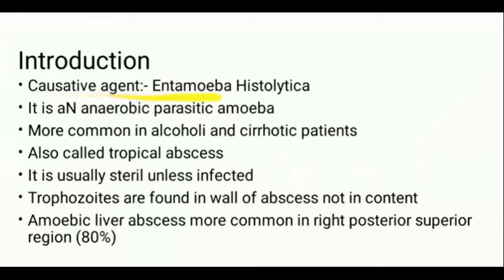Introduction. The causative agent is Entamoeba histolytica. It is an anaerobic parasitic amoeba, more common in alcoholic and cirrhotic patients. It is also called tropical abscess. It is usually sterile unless infected. Trophozoites are found in the abscess wall, not in the content. Amebic liver abscess is more common in the right posterior superior region.